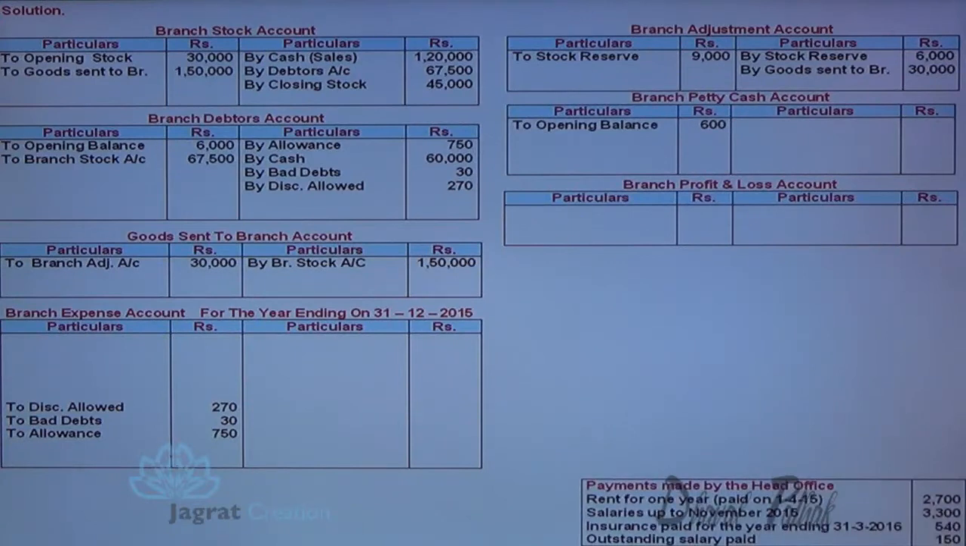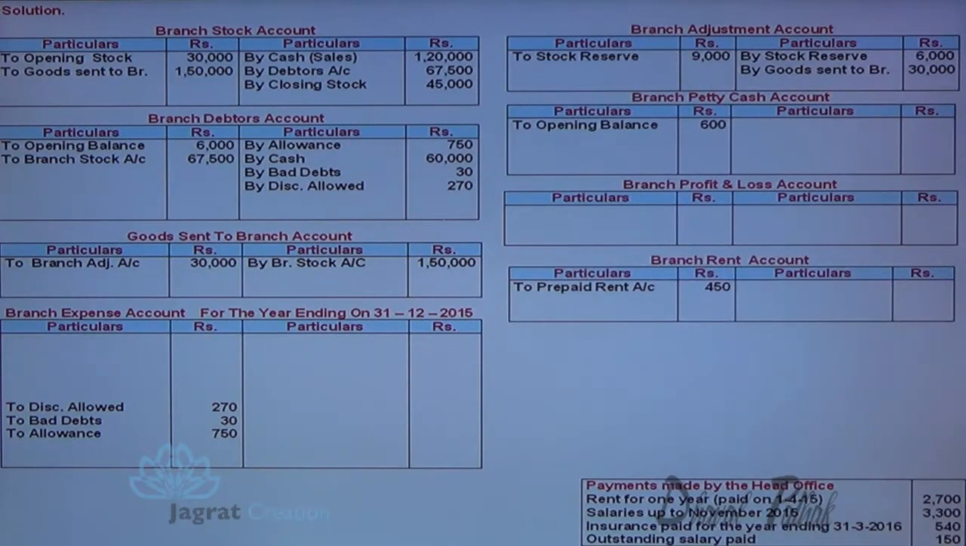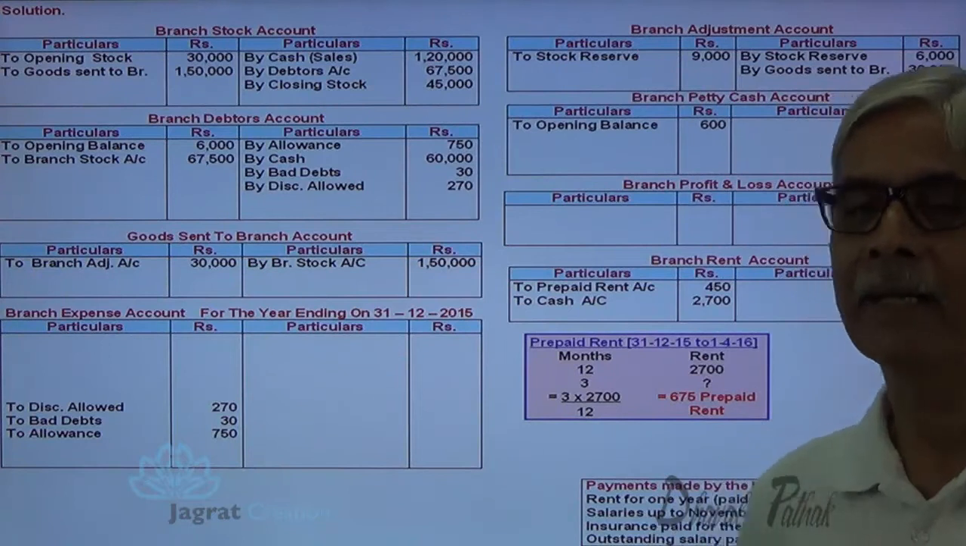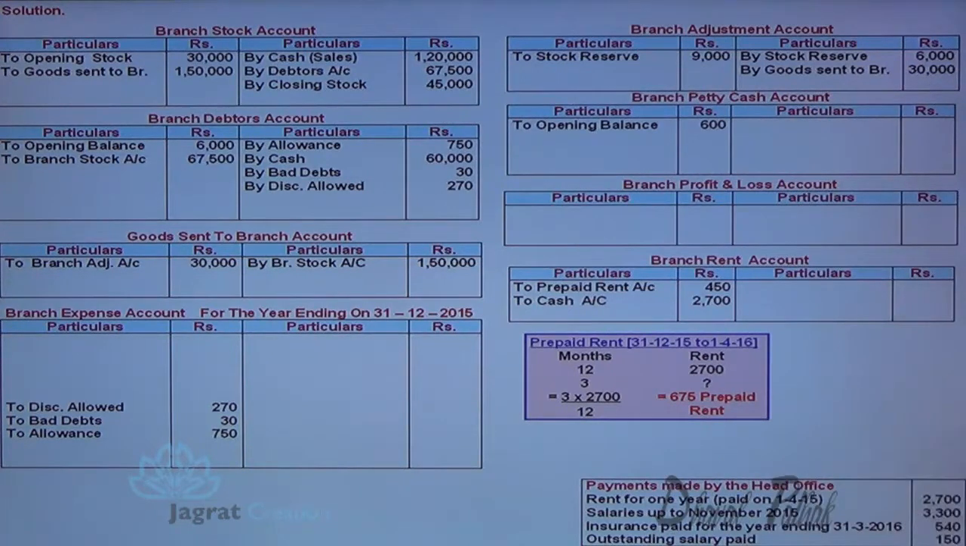Now, payment made by head office for rent. So, 2,700 rent account debit to cash account because payment is made by HO. The payment is made for 1 year up to 1/4/2015. So, 3 months prepayment is there. So, 12 months payment is 2,700. What is 3 months prepayment? So, you have to write the entry prepaid rent account debit to rent account credit. And this prepaid rent will appear in the balance sheet asset side.